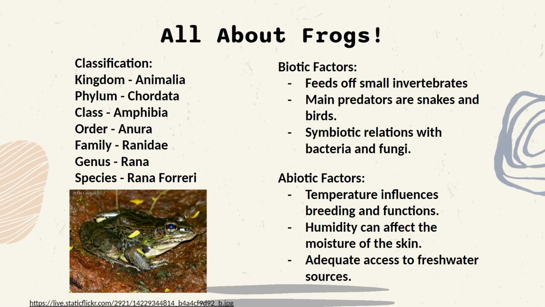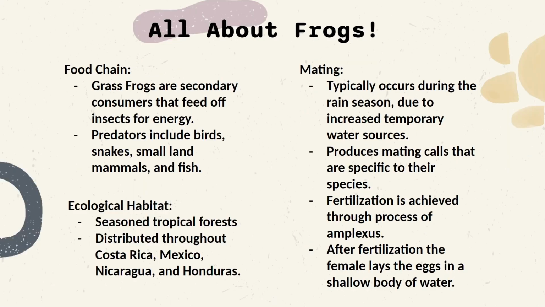Its biotic factors include it feeding off of small invertebrates, its main predators are snakes and birds, and it has a lot of symbiotic relations with bacteria and fungi that help support it. Abiotic factors include that the temperature of its environment influences its breeding and function, and humidity can have a huge effect on the moisture of its skin and its respiratory system as well. And also, it is important that it has adequate access to freshwater sources.